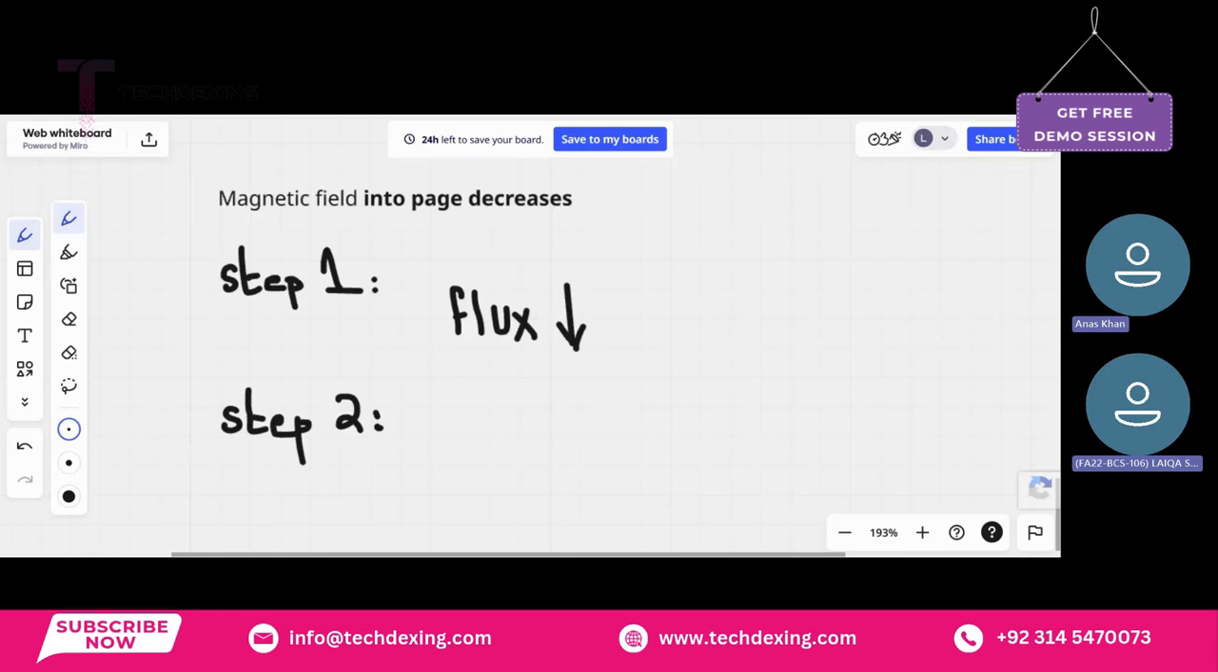Obviously, the direction of the magnetic field should be in the same direction as the original magnetic field so that the total flux can be increased, because we can see right now the flux is decreasing. The system wants to increase it. So to increase it, it will produce the magnetic field which would be in the same direction as the actual magnetic field. So the direction for the induced magnetic field would also be into the page. Right? Clear or not? Yeah, it's clear. The induced magnetic field would be into the page.